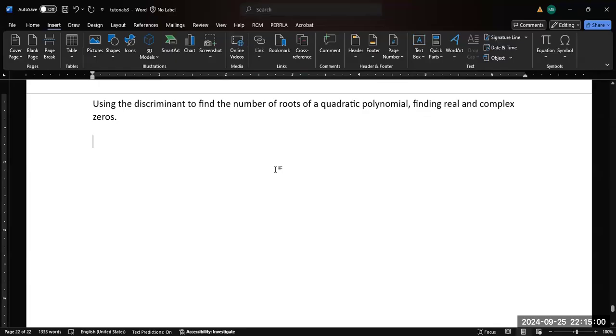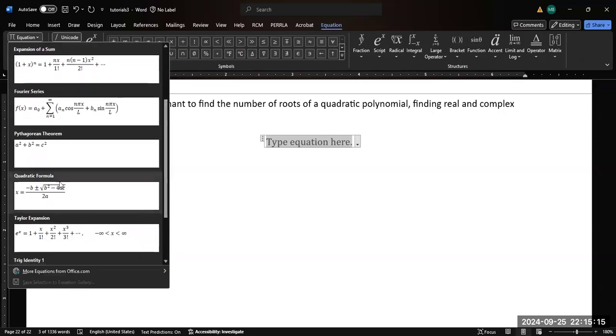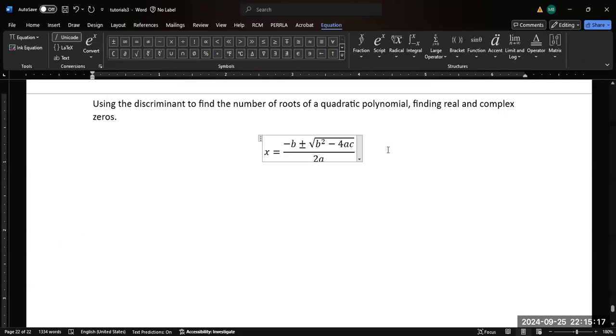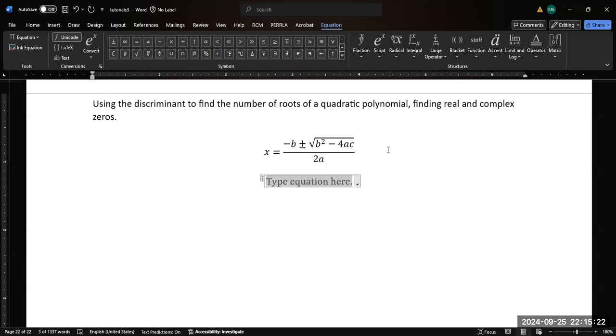Okay, so in this video, we're going to be talking about using the discriminant to find the number of roots of a quadratic polynomial and finding real and complex zeros. Now, the first thing that we need to understand is the discriminant. The discriminant is a part of the quadratic formula. This is the quadratic formula, and the discriminant is the part under the square root. So it's b squared minus 4ac.